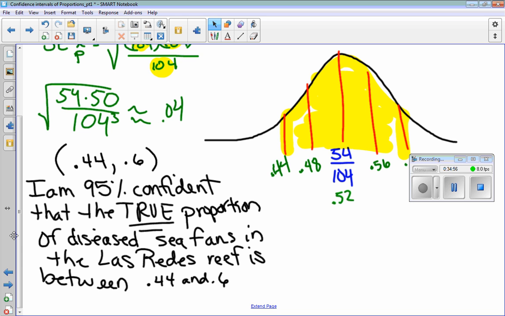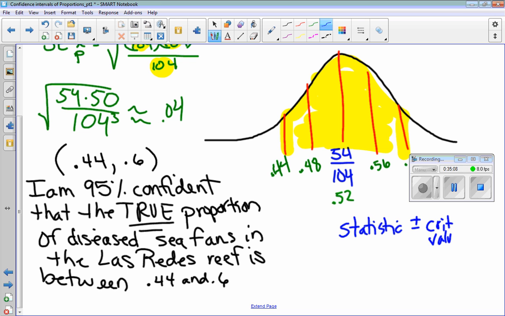Now, let's go back to the formula on your formula sheet. Let's figure out what we did, because the formula says it's the statistic plus or minus the critical value times, what was the last thing it says? Standard deviation of the statistic. So let's put numbers to this formula. What was our statistic? 0.52, the 54 over 104. Plus or minus. What was our standard deviation of the statistic? Well, we used standard error, but we got it to be 0.04.